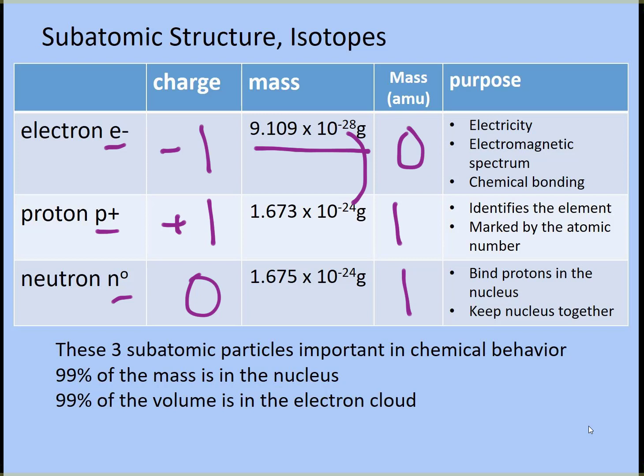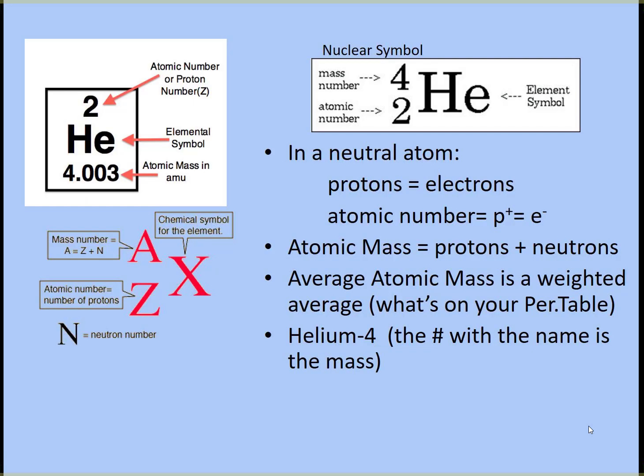Most of the mass is in the nucleus, and most of the volume of the atom is in the electron cloud. So looking on the periodic table, we have the atomic number. It's also given the Z number. That is the number of protons. We have the element symbol. Remember, the first letter is always capitalized and the second letter, if it has one, is lowercase. And then we have the atomic mass. It's the average atomic mass right here, this decimal number.